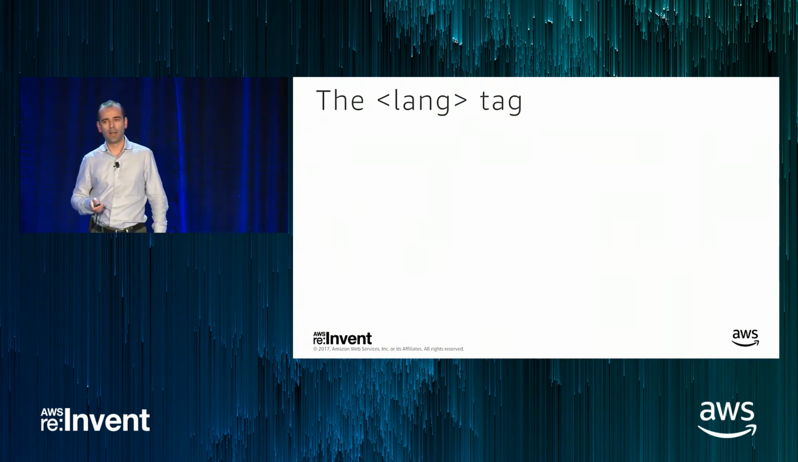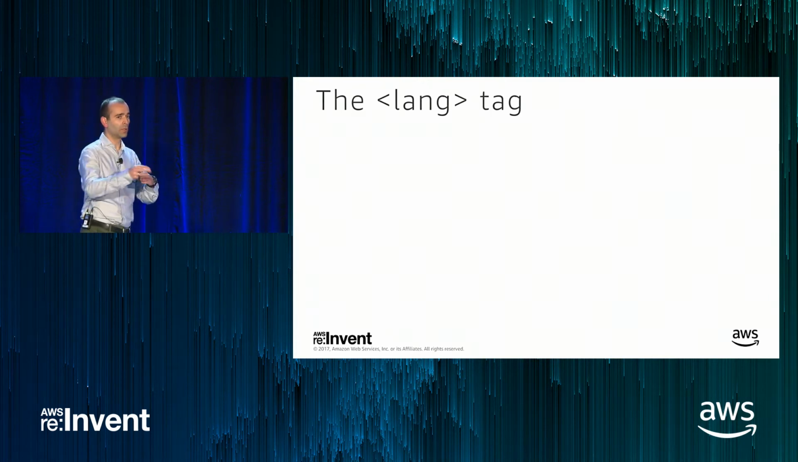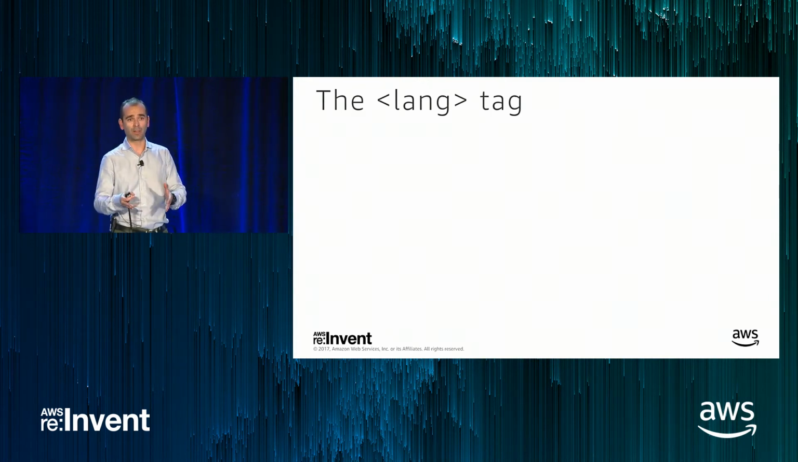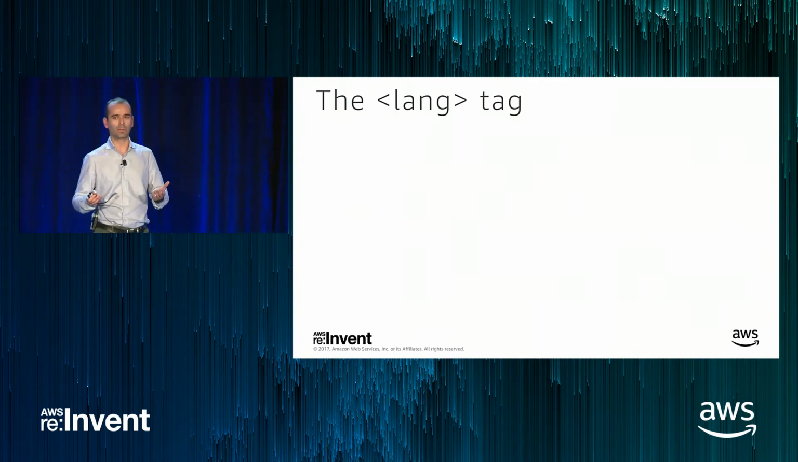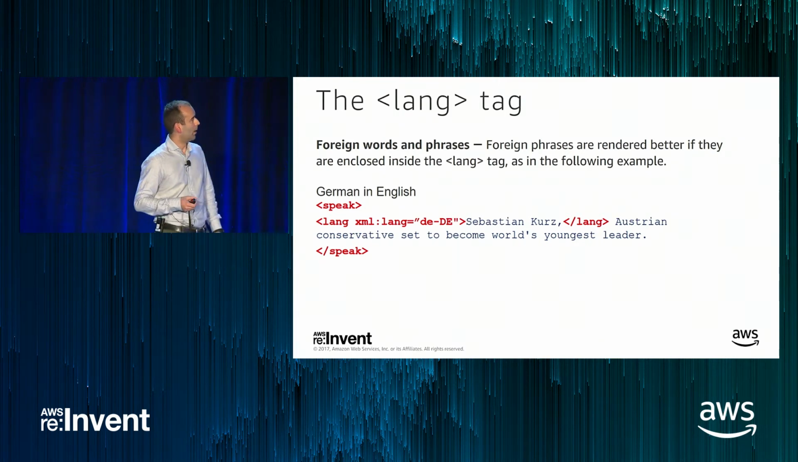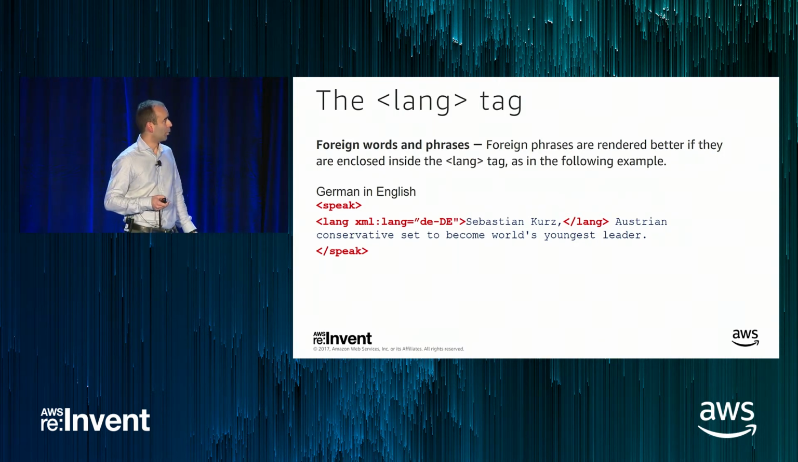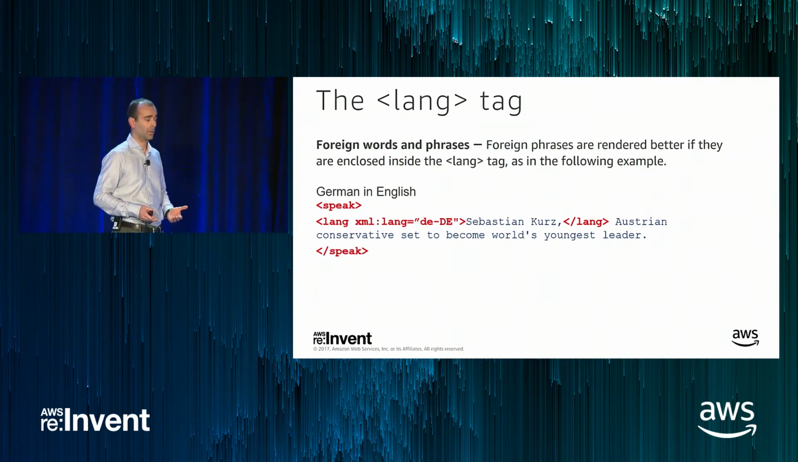The lang tag. Similarly, as I mentioned earlier in the case of Denglish, where you have English intrusions in the common German language, you can think of all kinds of use cases for other languages as well, for the other voices. So in this example, Sebastian Kurz, if not tagged, would be pronounced according to the English pronunciation rules. So not Sebastian, but Sebastian.